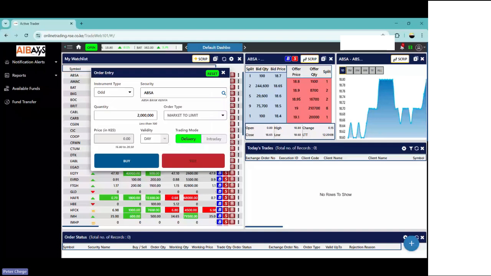So you are saying just execute everything, then convert my order into a limit so that when another order comes in at that price, now I can execute. Then we have trading mode, we have delivery and intraday.